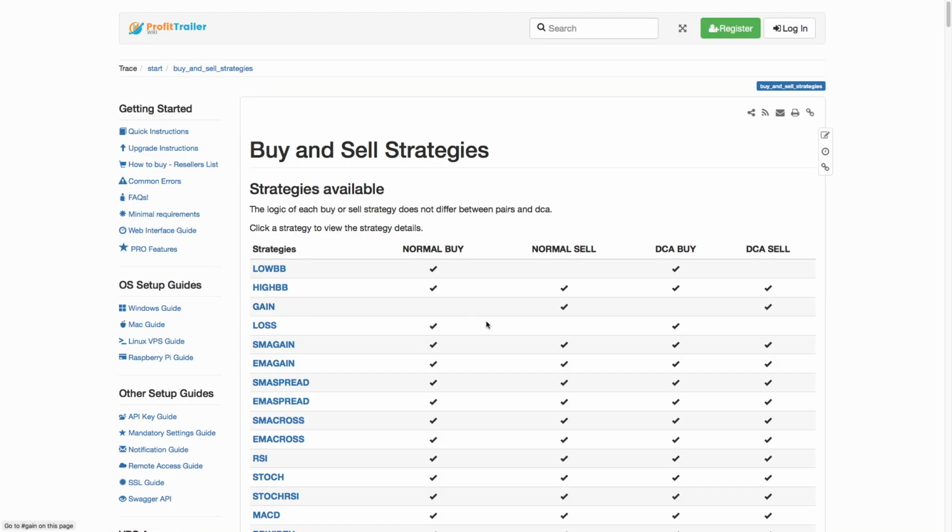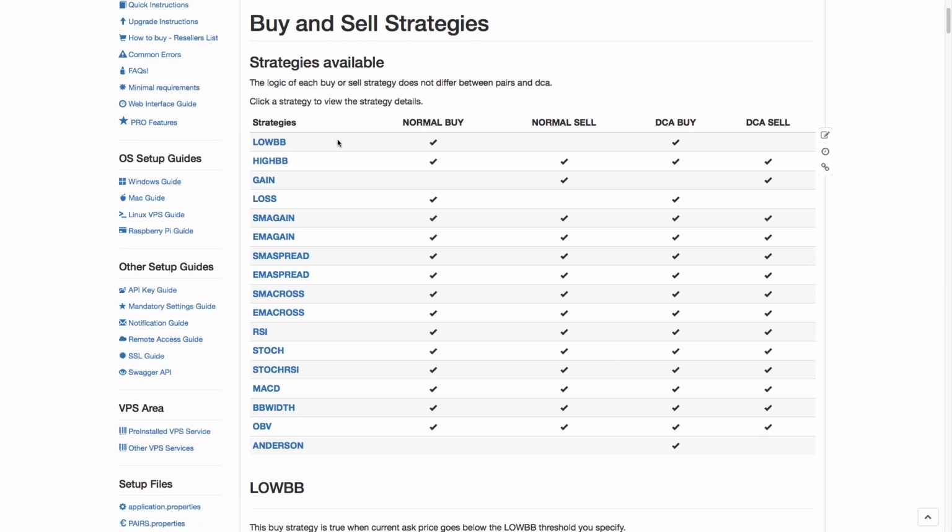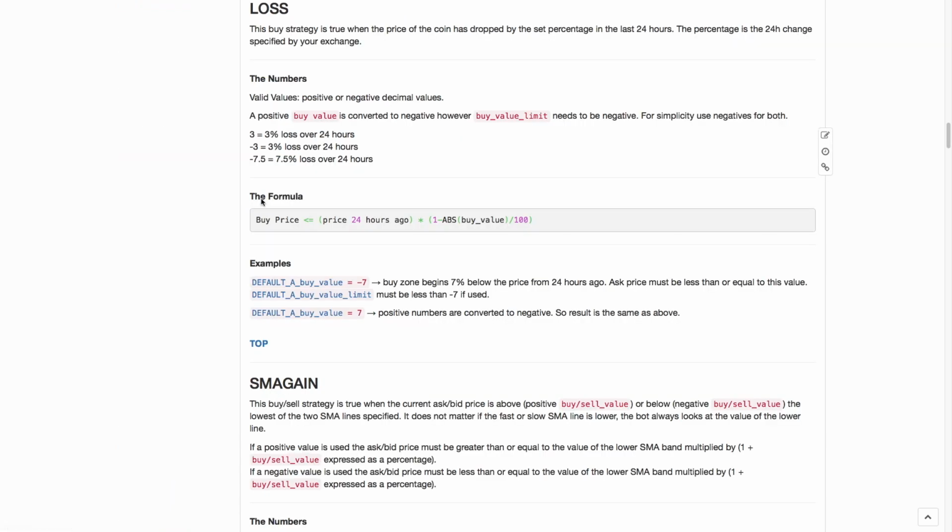So here we have our familiar buy and sell strategies matrix, and you'll notice on the third and fourth lines down, you have gain and loss strategies. We're going to cover loss first, because this is actually a buying strategy. You'll notice on this matrix that the loss is strictly a buying strategy. It cannot sell. So if we go ahead and click the loss link, we can jump down to the article and learn a little bit more about it.